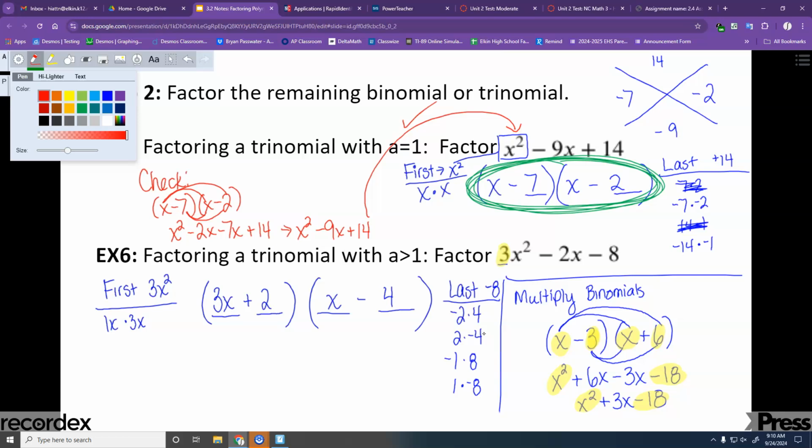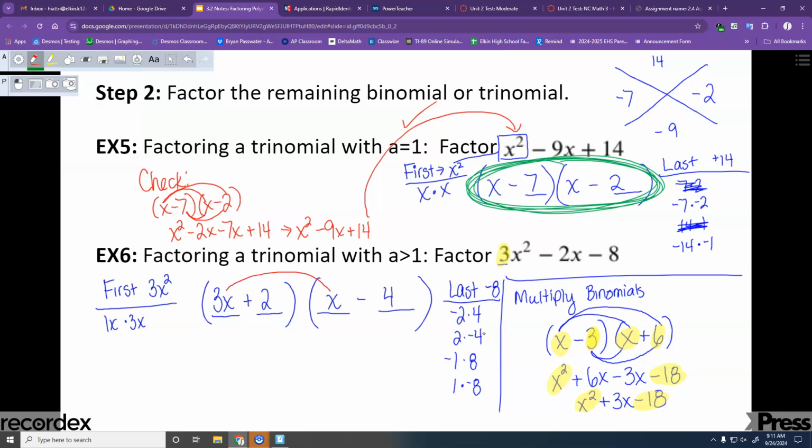If I multiply this back together, I would get 3x squared minus 12x plus 2x minus 8. Now, my 3x squared is correct. What am I getting in the middle, though?